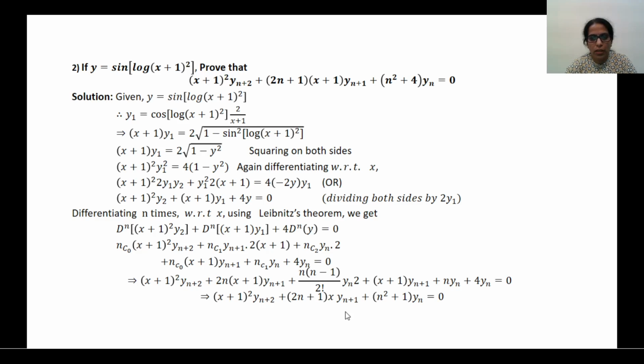Take it as common. You will have x plus 1 whole square yn plus 2 plus 2n plus 1 into x yn plus 1 plus n square plus 4 into yn. Sorry, it's not 1, it's 4. Ultimately, it's 4 into yn equal to 0.